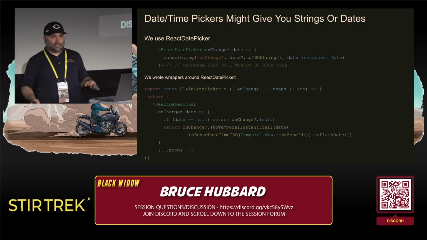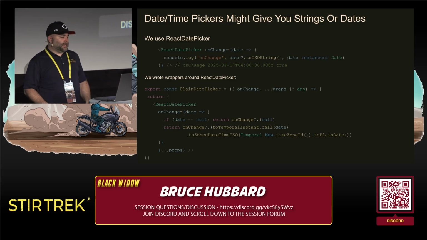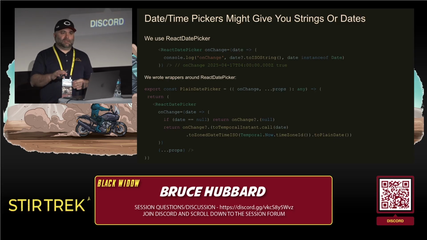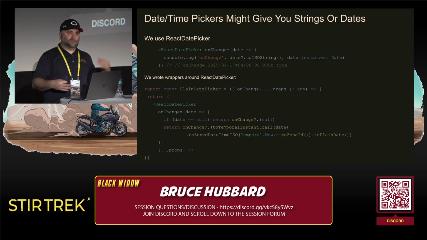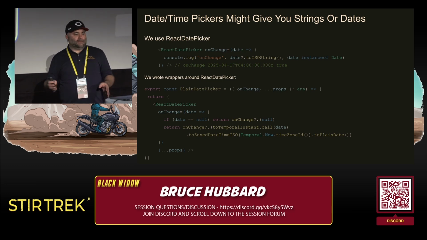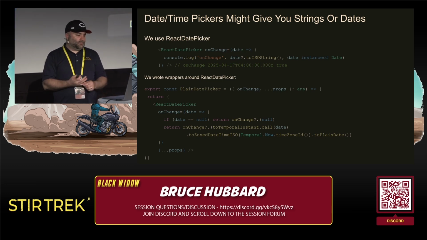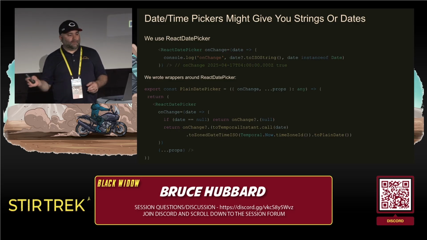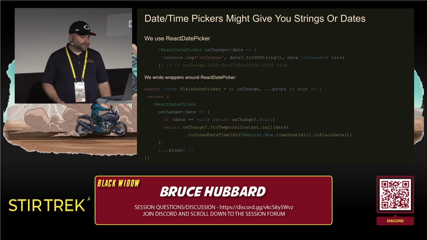It's a little more complicated than this. This is a very simplified example because you have to deal with values, max, min, and stuff like that. But it wasn't too bad. So we actually have several. We have plain date picker. We have year month picker. We have ranges. We have time pickers. So we basically wrote shims around all these things.